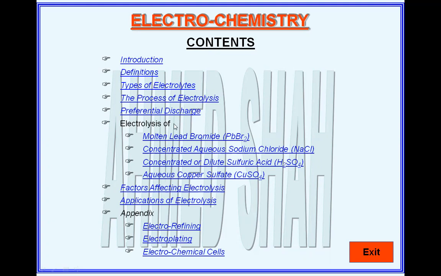In part 2, we discussed only the molten cases of different compounds, and in case number 3, only the concentrated aqueous and dilute aqueous solutions of various compounds and acids as well. Today, we have to discuss the copper sulfate solution using active electrodes, meaning copper electrodes, and inert electrodes like carbon graphite or platinum as well. Now, we have to start our lecture today.